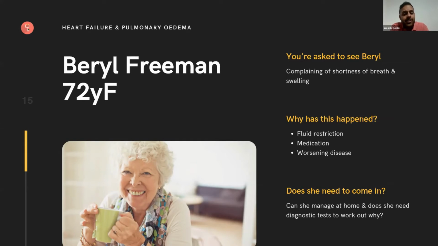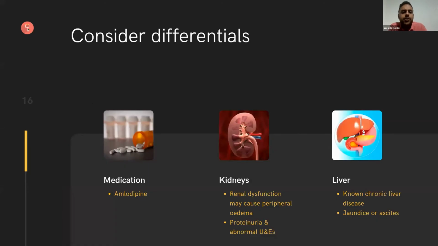The next thing you need to consider is whether this patient needs to actually come into hospital to manage this, or whether they can be managed as an outpatient. So firstly, when we're considering the differentials, it's easy to assume that whenever a patient has overload or peripheral edema, it's due to their heart. And actually, in most circumstances, it is.